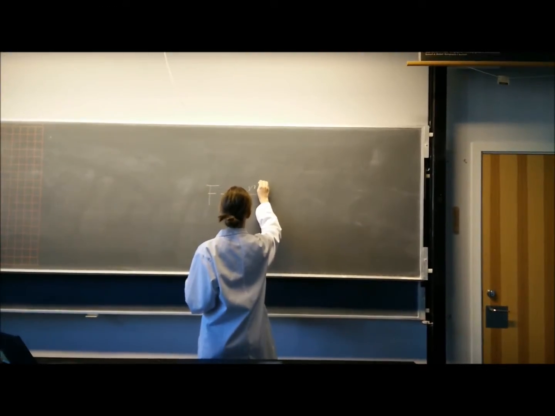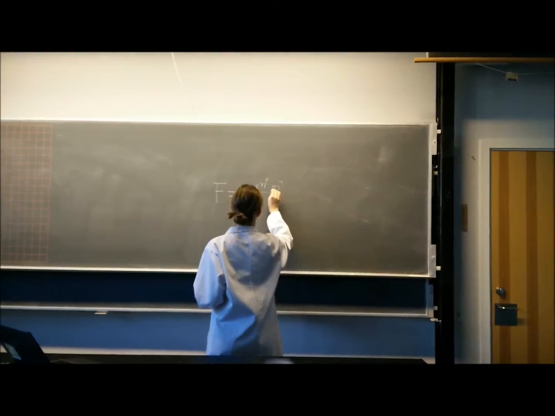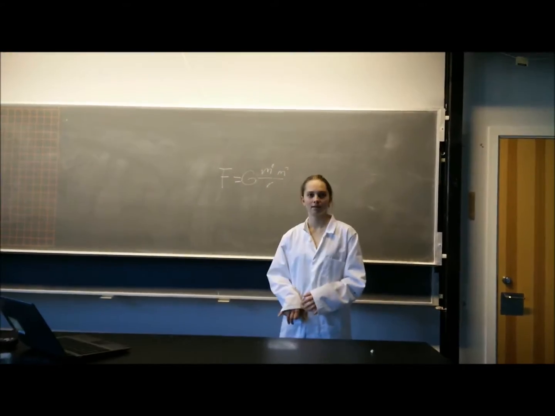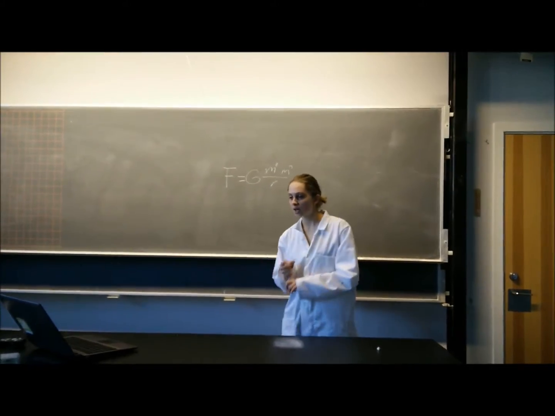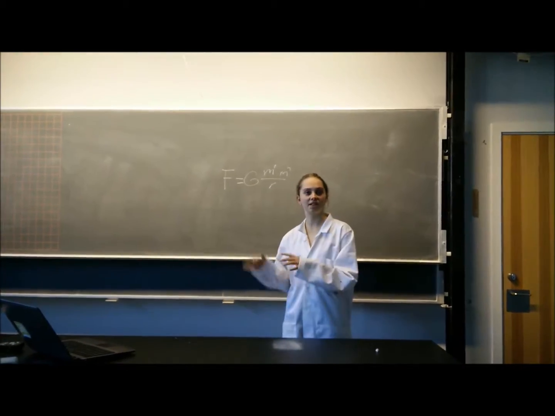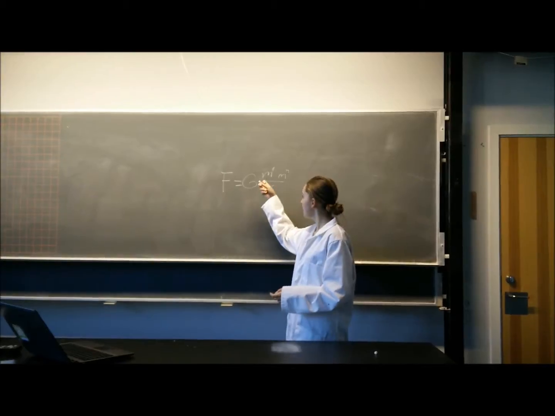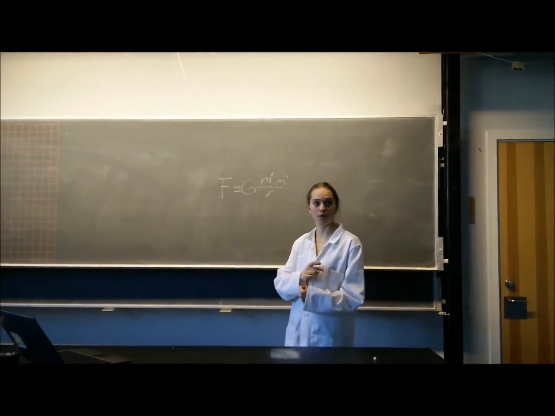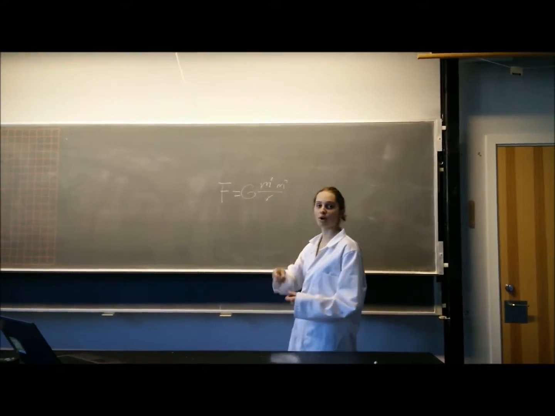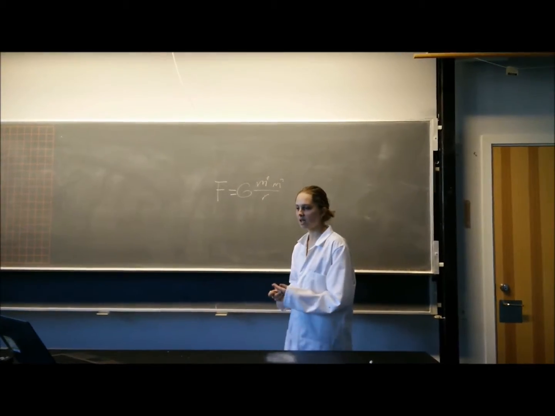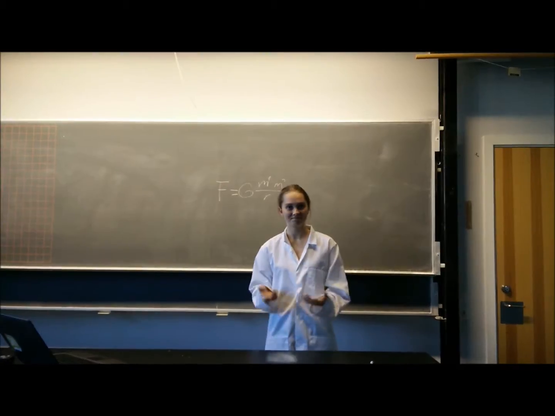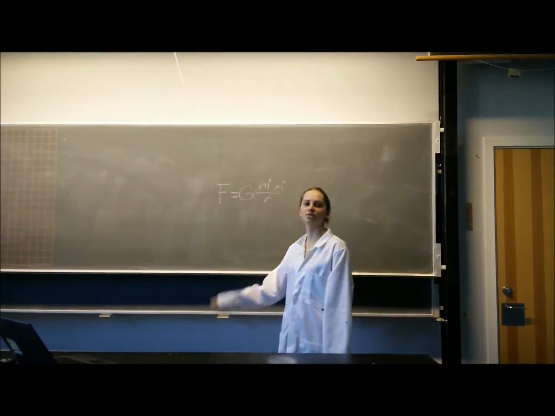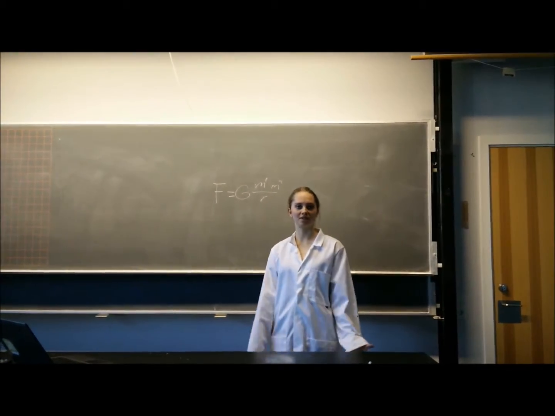M1 M2 over R squared. Okay, so in this equation it's given that F is the force between the masses, and G is the gravitational constant, M1 is the mass of the first object, M2 is the mass of the second, and R is the distance between the centers of the two masses. And then we have the equation for gravity.